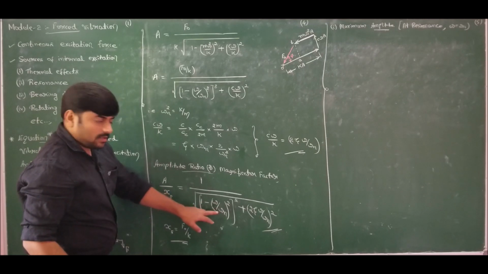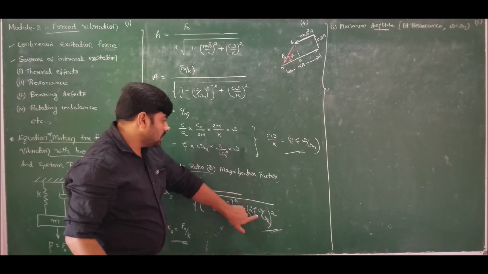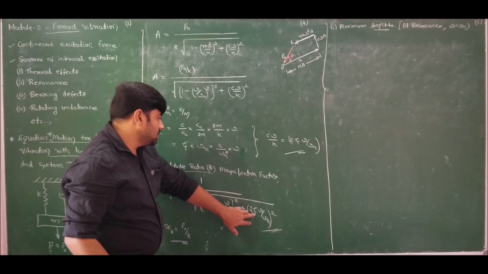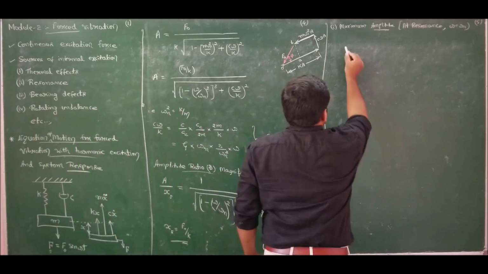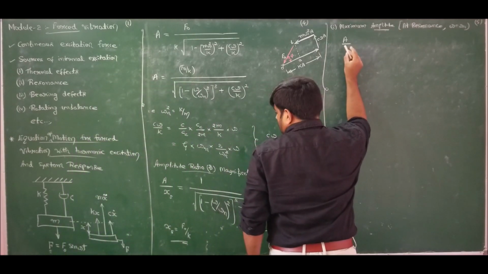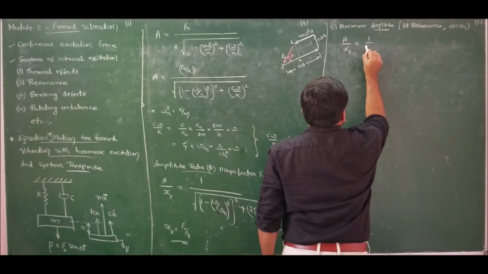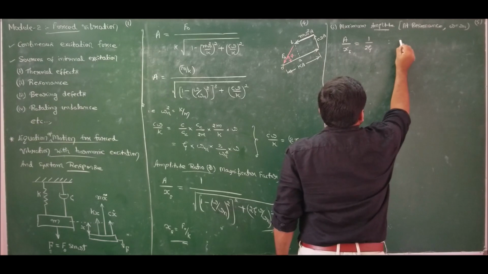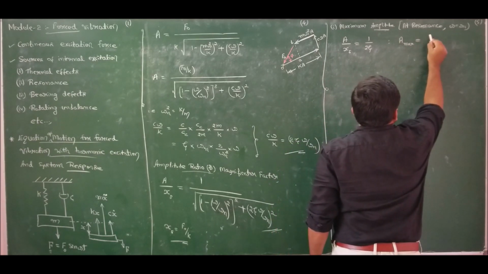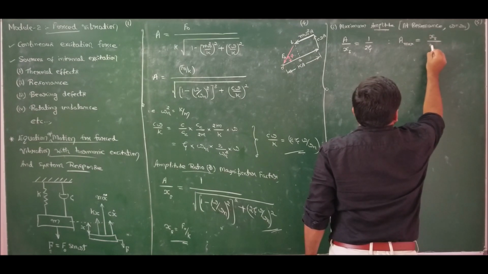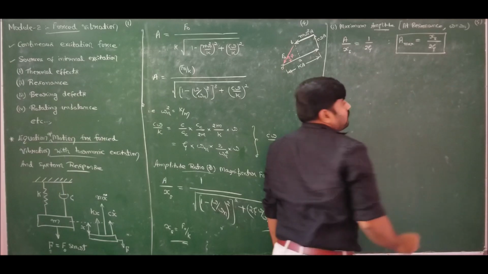This will become 1. 1 minus 1 is 0. This term vanishes. Omega by omega n is 1, so this will become 1. It is 2 zeta whole square. Square and square root will get cancelled. So therefore A by xs will become 1 by 2 zeta. So therefore maximum amplitude is nothing but static deflection divided by 2 zeta. This is the expression for maximum amplitude of vibration.